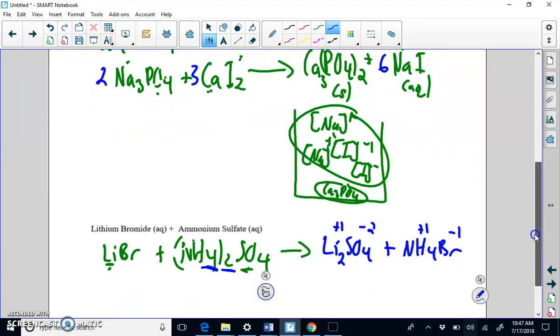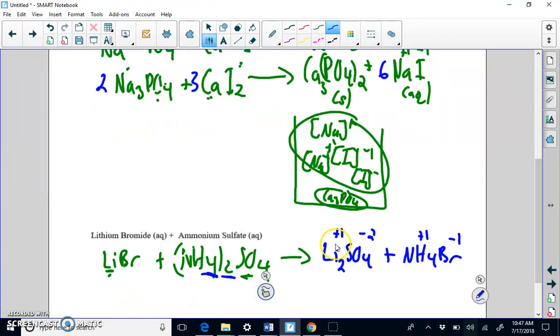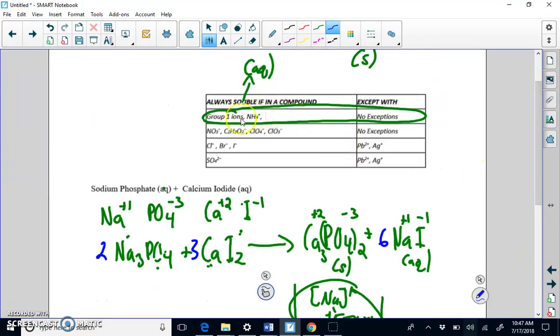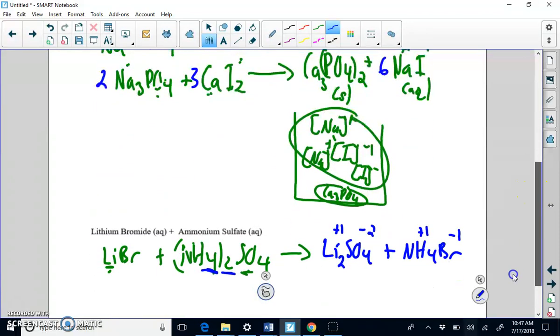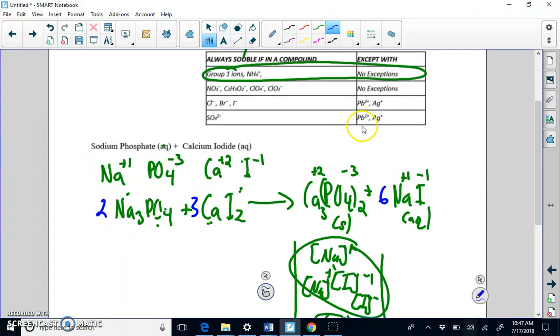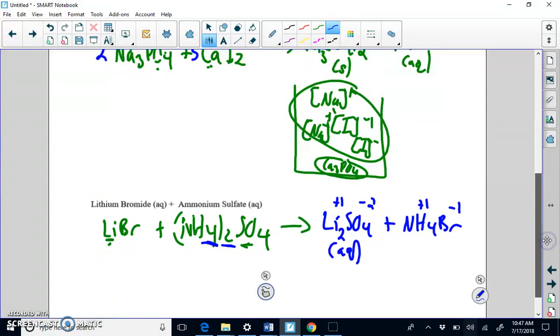Okay. Now, back to this one. Let's see if this reaction occurs. Lithium, if you look up here, is a group 1 ion, so it's going to dissolve. It's on that list of being soluble, so it gets (aq). And NH4 is also on this list of things that are soluble, so it's also (aq), and it's also going to dissolve. And because they're both (aq), this whole thing doesn't occur.